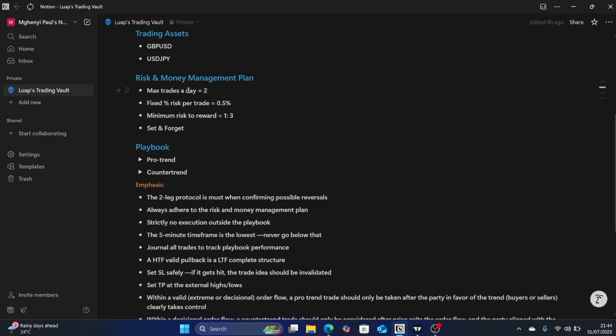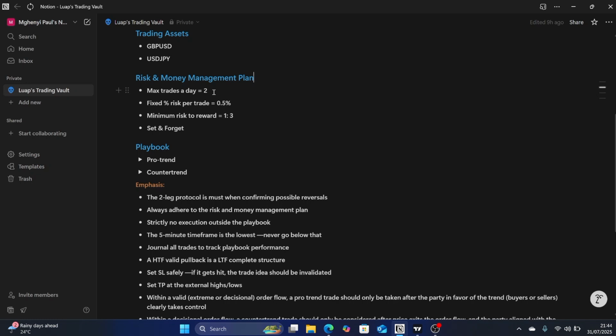But in a month, like in a day, 2 trades, because I don't know if tomorrow I'll be getting a setup or the day after tomorrow I'll be getting a setup. So if the 2 trades present today, then they will cover up for the days of the week that maybe the setup may not present.